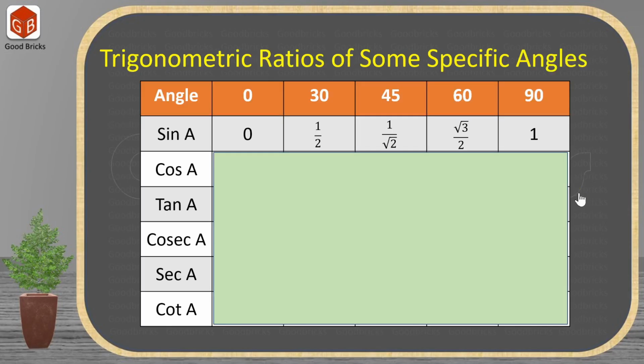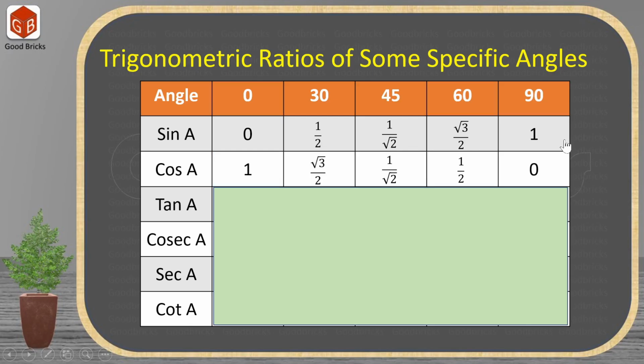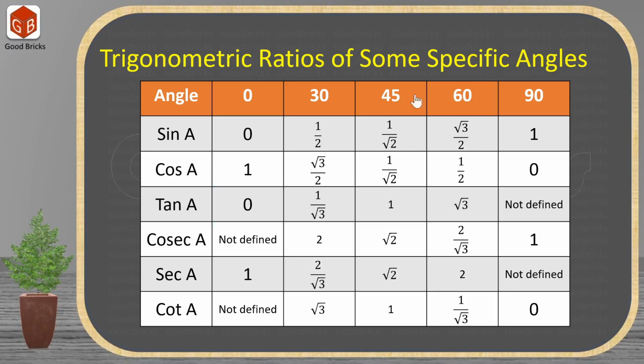Next we have to discuss trigonometric ratios of some specific angles. So here in this class 10th, you will be learning 0, 30, 45, 60 and 90 degrees. For these angles only, you are going to learn trigonometric ratios. So sin 0 is 0, sin 30 is 1 by 2, sin 45 is 1 by root 2, sin 60 is root 3 by 2 and sin 90 is 1. So these are the trigonometric ratios of different angles which you must and should know.